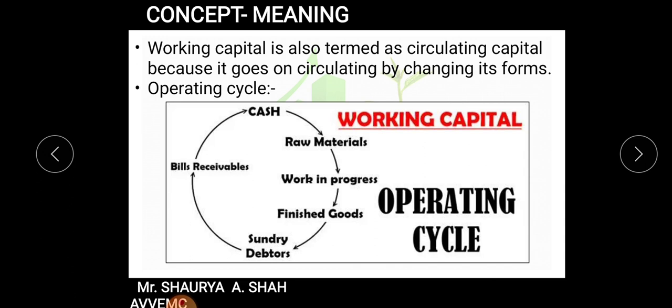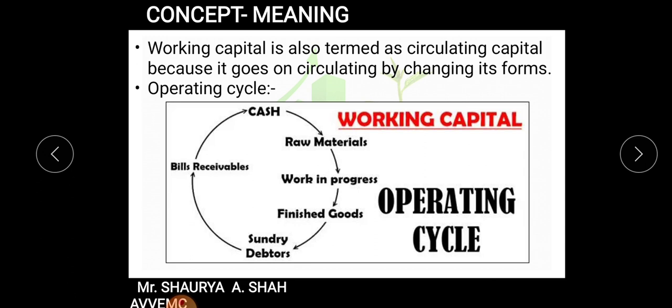Again, how does the cycle start? In the beginning, students, we receive working capital in the form of cash, because we are starting the business, suppose, or we are getting certain funds from various sources. So we receive cash out of it. Now this cash is used for purchase of raw materials, because whether we are in a production firm or a service firm, you need to purchase certain raw materials or certain products for your business. So this cash is converted into raw materials.